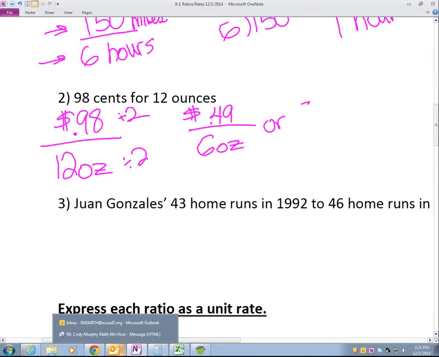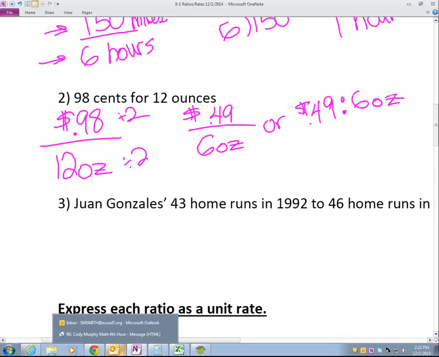Or 49 cents to 6 ounces. There you go. A lot of times you don't need to put the units in there when you're doing the ratio like that.